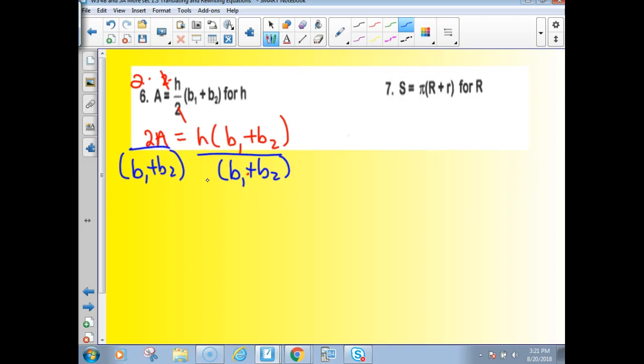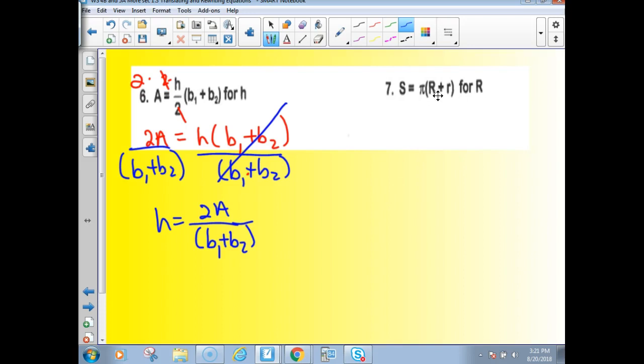Okay, so h, now alone, equals 2a all over base 1 plus base 2 quantity. I know this bugs kids. You've got to try to get used to it. I know I make it look easy, and then when you go do it by yourself, it's a little bit harder. But hang in there. You're going to have some practice to do. Obviously, I've given you quite a bit.